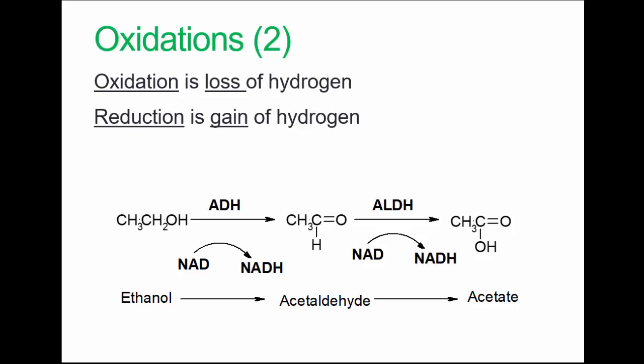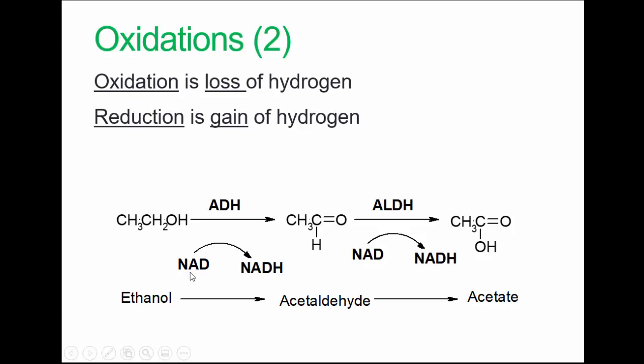In this case the oxidation is similar to the previous slide, but it's accompanied by the reduction of the molecule NAD to NADH. So if you look at the carbon atoms, this carbon atom here, for example, at the moment has got two hydrogens attached to it. It gets converted to this molecule, acetaldehyde, which now has one hydrogen attached to it, so it's lost a hydrogen, so that's an oxidation. The second stage, using aldehyde dehydrogenase, attaches another oxygen, so that's another oxidation that's taken place.